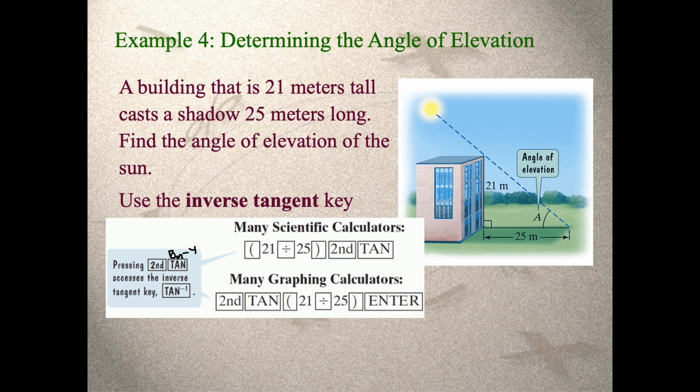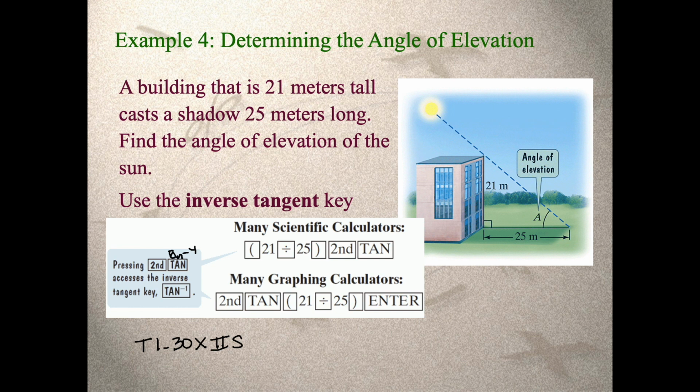I have a scientific calculator that works more like a graphing calculator. So I, in particular, like to use the TI-30X2S. Or again, you could use a graphing calculator. So in there, I'm going to hit the second button first, then the tan button, open my parentheses, 21 divided by 25, close your parentheses, and hit enter or equals. So we have second tan. Mine, the parentheses automatically open, so 21 divided by 25, close your parentheses and hit equals.